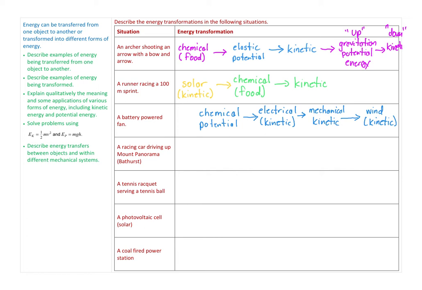Let's go now to Mount Panorama or Bathurst. And we can see here that we have a racing car driving up the mountain. What's it going to start off with? Well, we're going to have the chemical potential energy in the fuel, and that will get converted to the kinetic energy of the car to make the car move. And then as it goes up the hill, it's going to be gaining gravitational potential, because once it's at the top of the hill, gravity could just let it roll down on its own. So we can sort of think of that series of energy transformations there. Chemical to kinetic to gravitational potential.